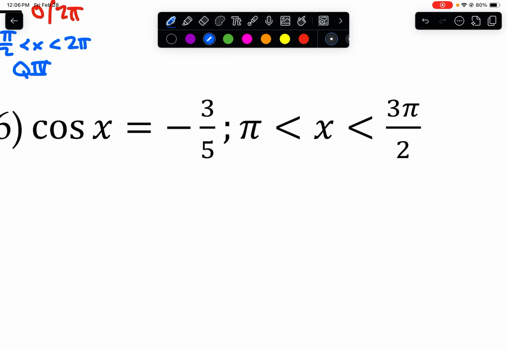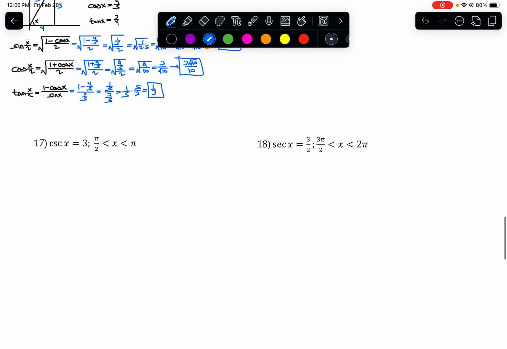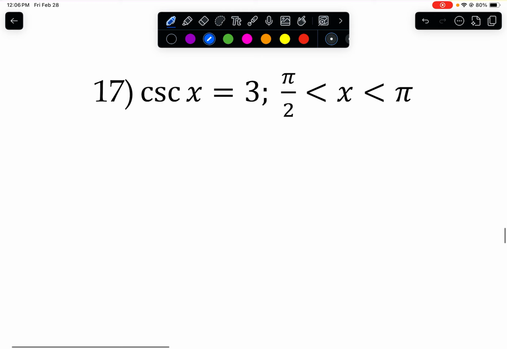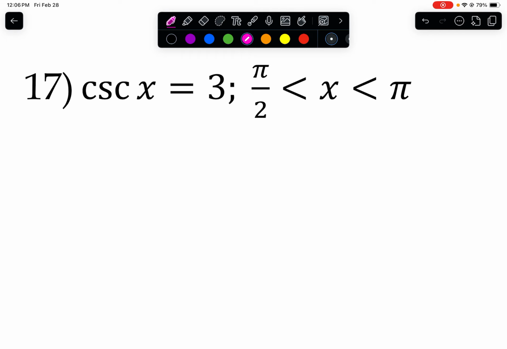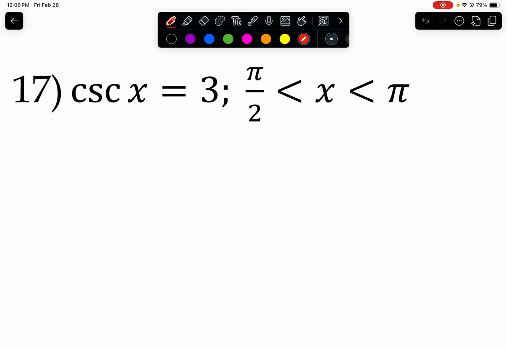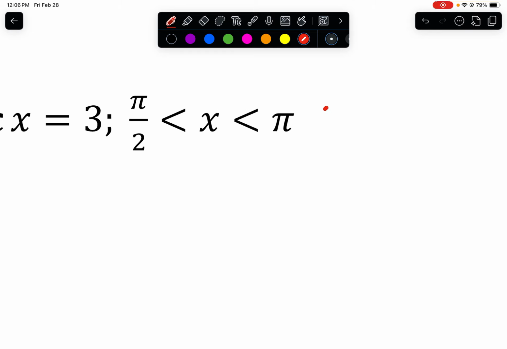Number 16 is very similar, so I'm going to skip 16. Just know that that's going to be in quadrant 3. And then for 17, we're going to do this one, because this one's a little ugly. Oof. She's not very friendly. But brace yourself. So over here, now we have cosecant of x equals 3, where x is between pi over 2 and pi. That tells us that we're going to be working in quadrant 2.